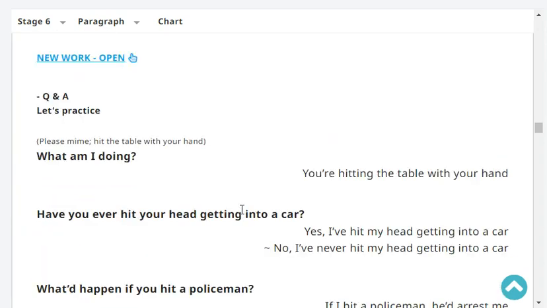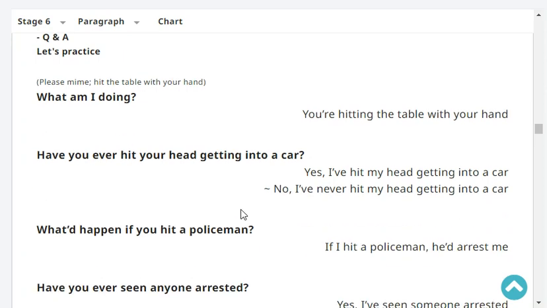What am I doing? You're hitting the table with your hand. Have you ever hit your head getting into a car? Yes or no? Yes, I've hit my head getting into a car.